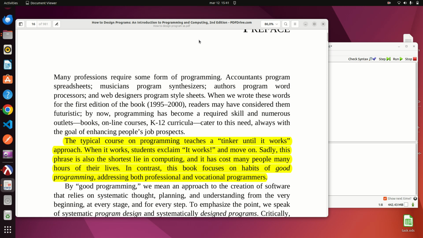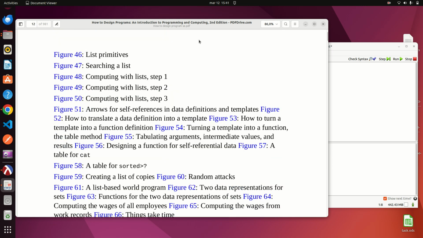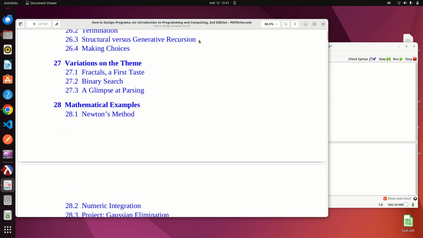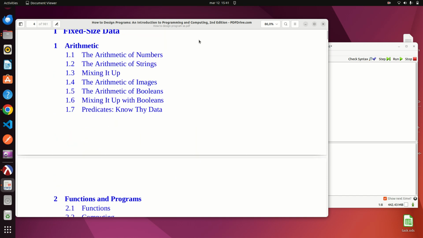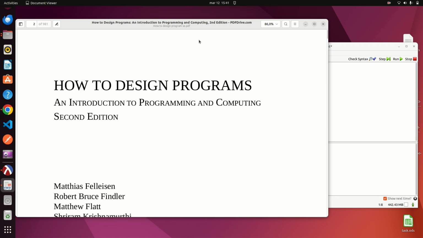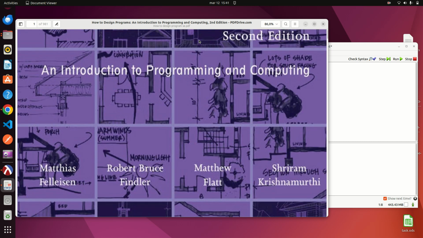This book is by... we can look. I mean, it's a very famous book. I don't even have to look at the author. It's by Matthias Felleisen, Robert Bruce Findler, Matthew Flatt, and Shriram Krishnamurthi. Yeah, that's it. He's the last author. There's no fifth author.